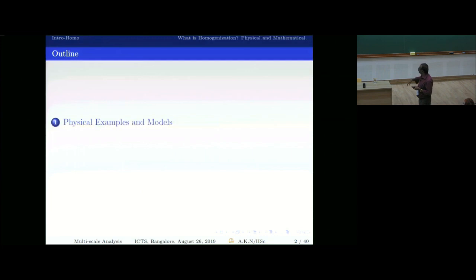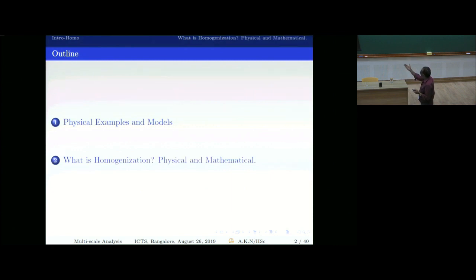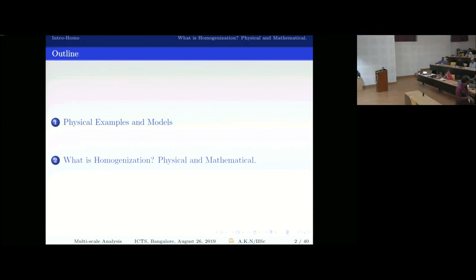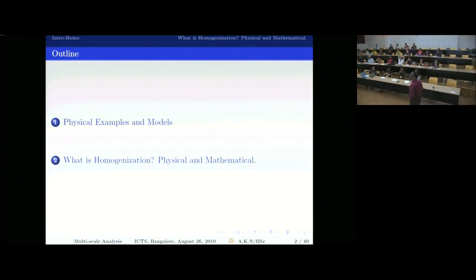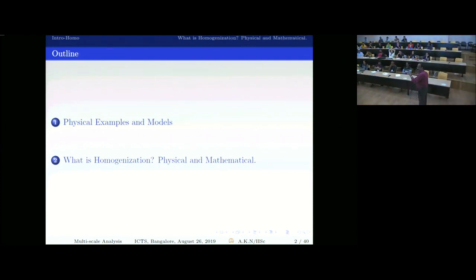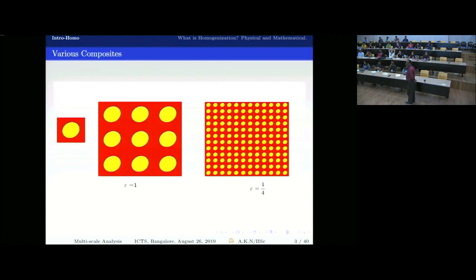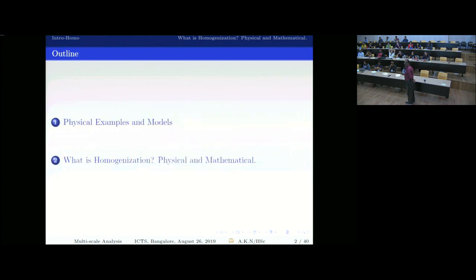So I want to see some models, basically some pictures in the beginning. I just want to know what you mean by homogenization. Maybe I'll start from here. I will tell what you are looking at physically in homogenization, and what you are looking at mathematically in homogenization.